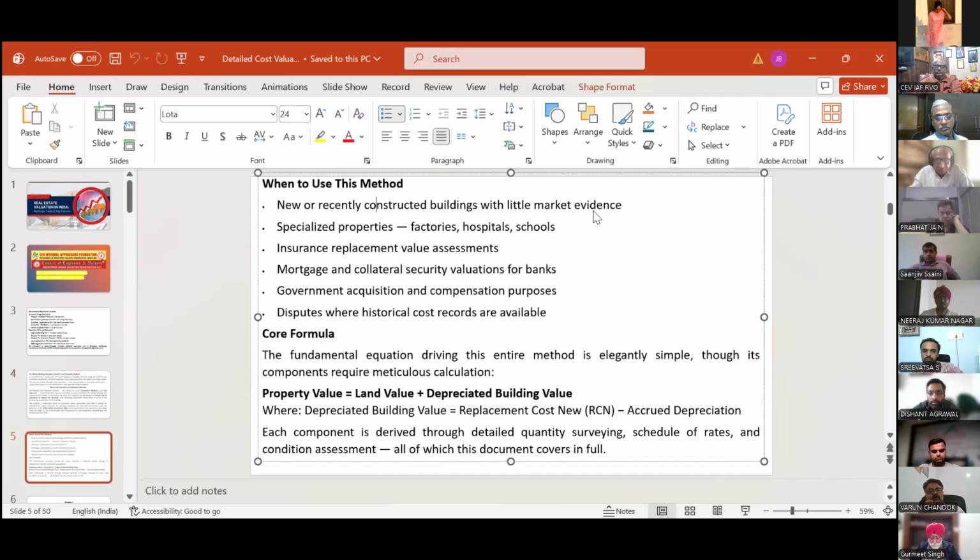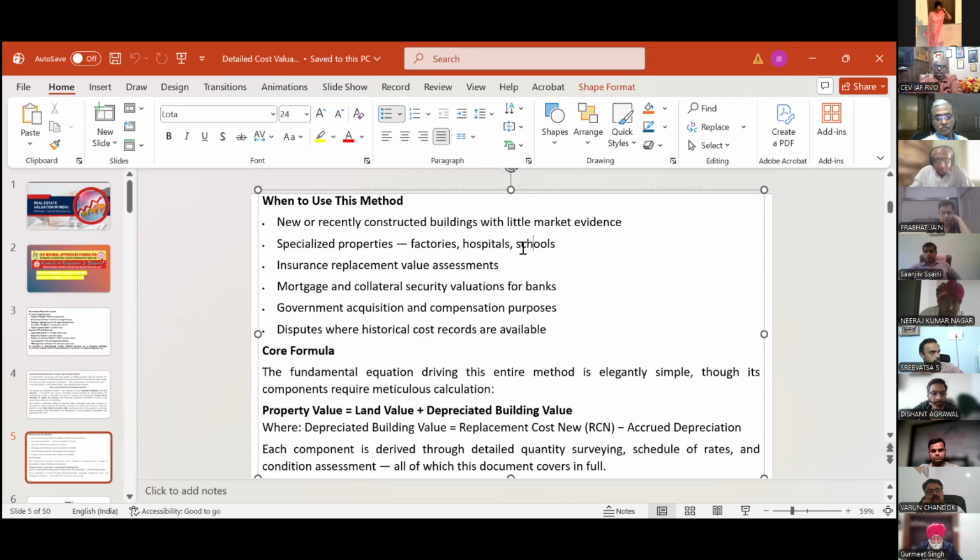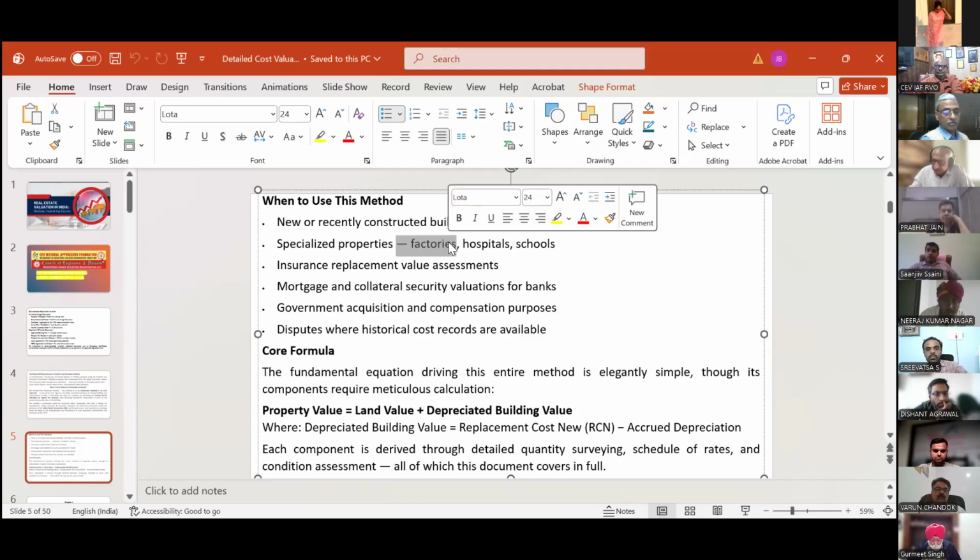So for newly, recently constructed building with little market evidence, specialized properties such as factories, hospitals, schools, etc. So basically, many times in CPWD, they are giving plinth area rates for hospitals and schools, etc. But in state plinth area rates, they hardly give you plinth area rates for hospitals, schools, etc. And especially in the case of factories, you cannot get the plinth area rates for the factories, godowns, etc. There you have to use a detailed cost estimation method.